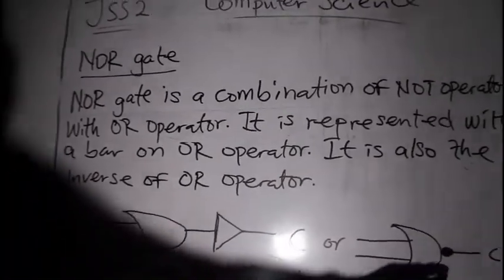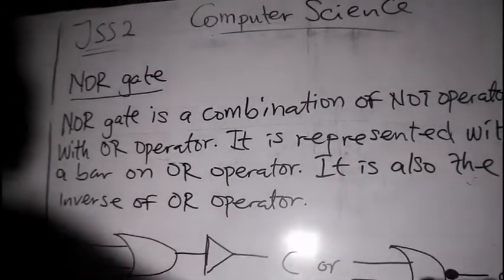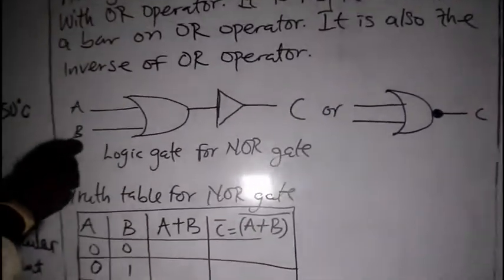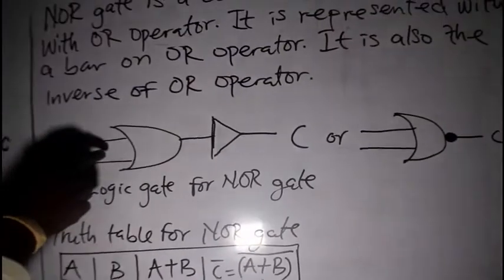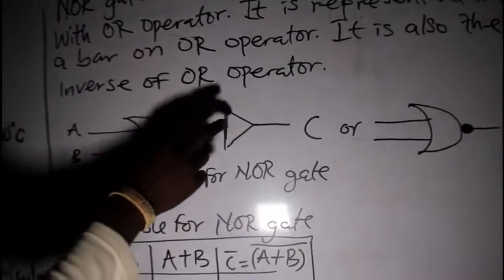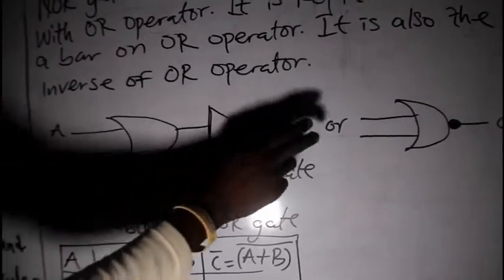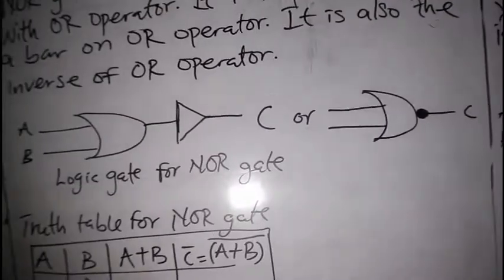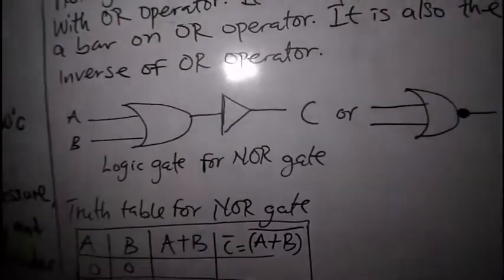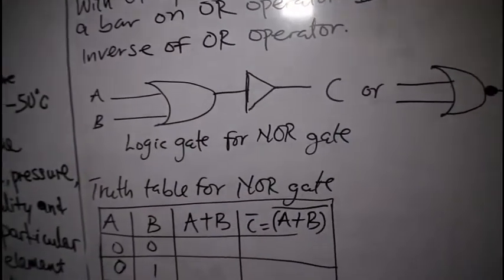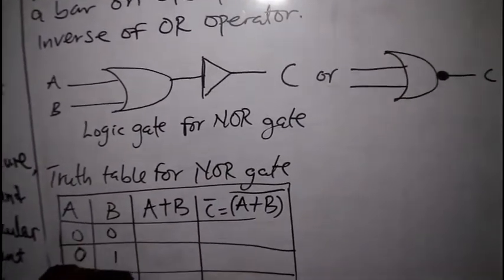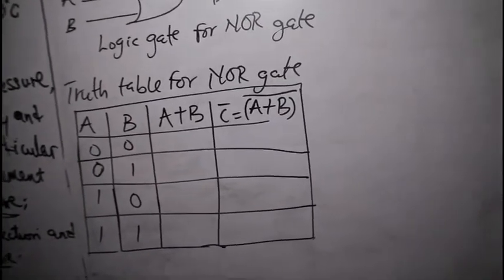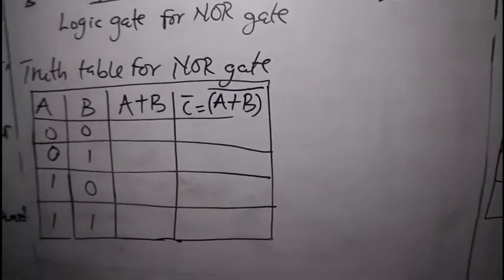What we mean by a bar is this small dot, which is showing the negation. So the NOR gate consists of this OR gate and this NOT gate combined together to form something like this. This is the logic gate for a NOR gate. Now for the NOR gate, remember in our OR gate, we can only have an output of 1 when either or both of the two inputs are 1.